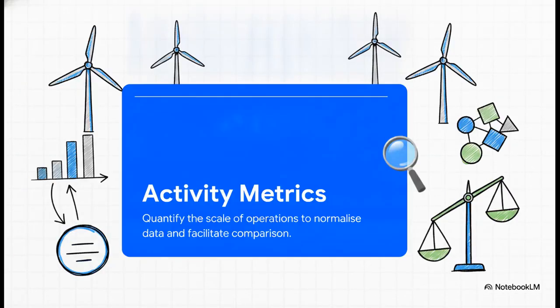So what's the fix? Well, the solution provided by the SASB standards is something called activity metrics. You can think of these as the great equalizer for industry data. They're specific data points designed to quantify the actual scale of a company's operations. They give us our denominator. By dividing raw sustainability data by these activity metrics, we transform those raw numbers into normalized rates or ratios. And really, this is the only way to facilitate a true, fair comparison between companies of vastly different sizes.